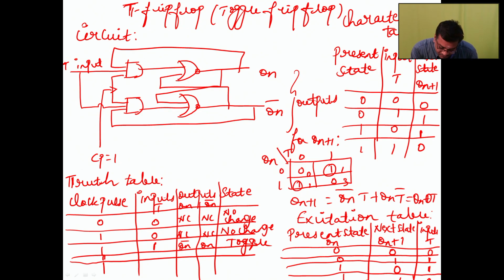We can verify this. I am giving the input 0 here. The clock pulse is always 1 here. This input is 1. This input is always 0. So what output will we get? This is 0 and this is also 0. 0 0. We have to consider the previous output.